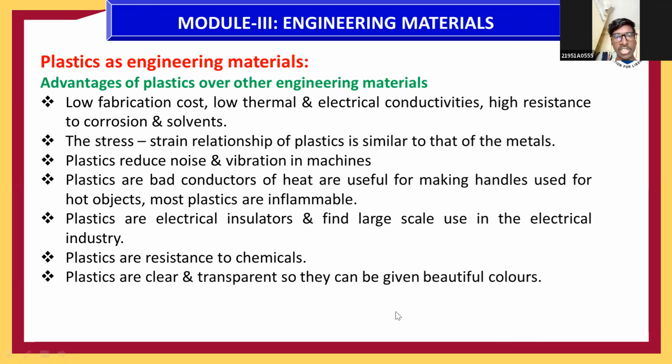The stress strain relationship of plastic is similar to that of the metal. Very good. Next. Plastic reduces noise and vibration in machines. Plastics are bad conductors of heat and useful for making handles used for hot objects. Most plastics are inflammable. Plastics are electrical insulators and find large scale use in the electrical industries. Plastics are resistant to chemicals. Plastics are clear and transparent, so they can be given beautiful colors. So these are the advantages of plastics.